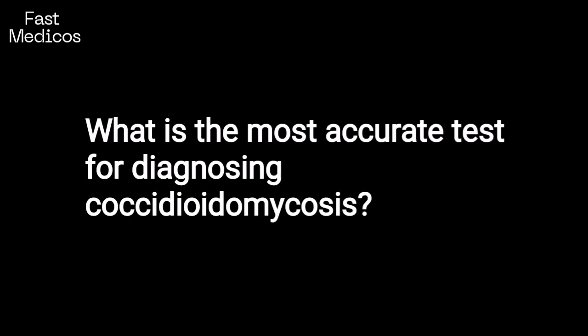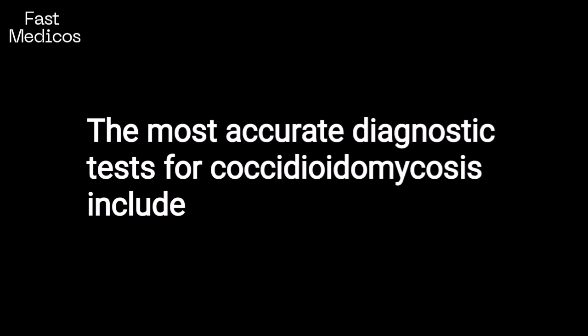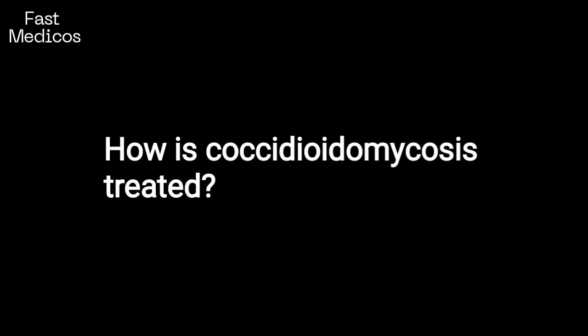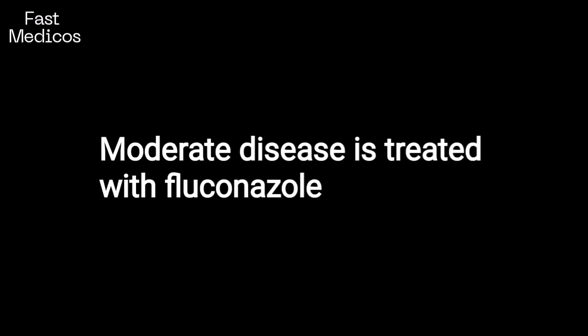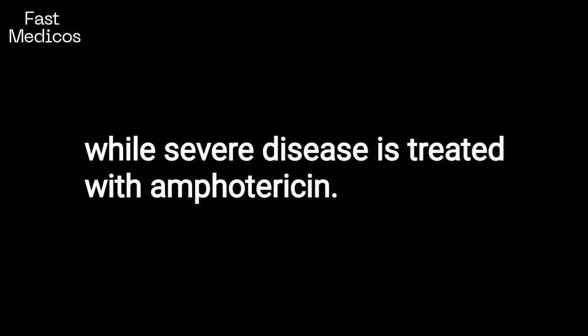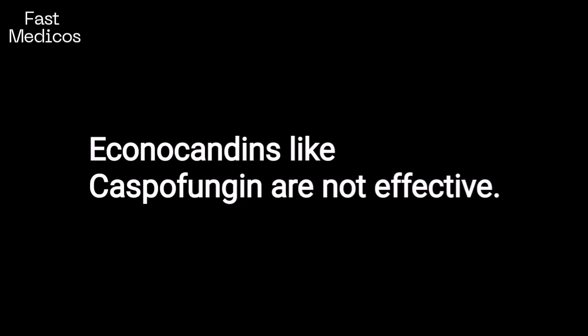12. What is the most accurate test for diagnosing coccidioidomycosis? The most accurate diagnostic tests include sputum culture and serology. 13. How is coccidioidomycosis treated? Moderate disease is treated with fluconazole or itraconazole, while severe disease is treated with amphotericin. Echinocandins, like caspofungin, are not effective.